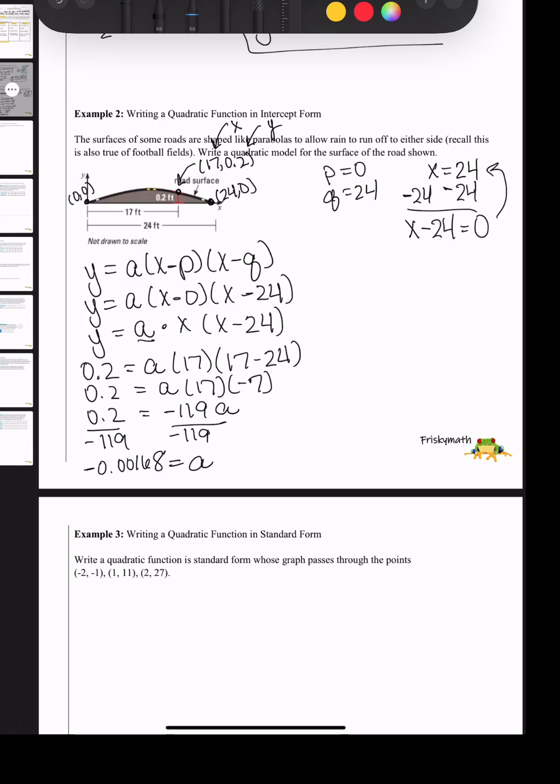Okay, now just taking my a, I'm plugging it back in, and I think I will plug it into this version because I don't need to have a factor that says x minus 0. So I will rewrite this as y equals negative 0.00168x times (x minus 24). You can also distribute and end up with an x squared, or you can leave it in intercept form.